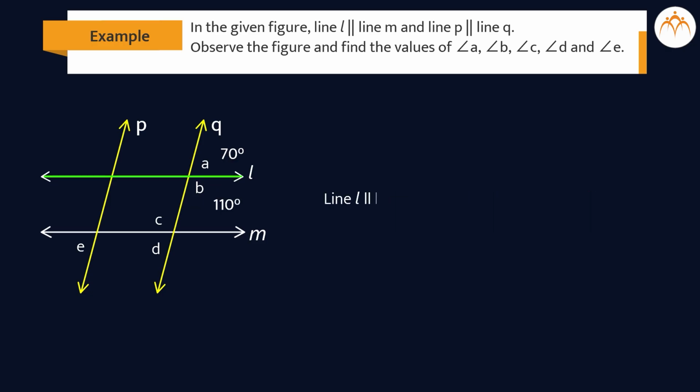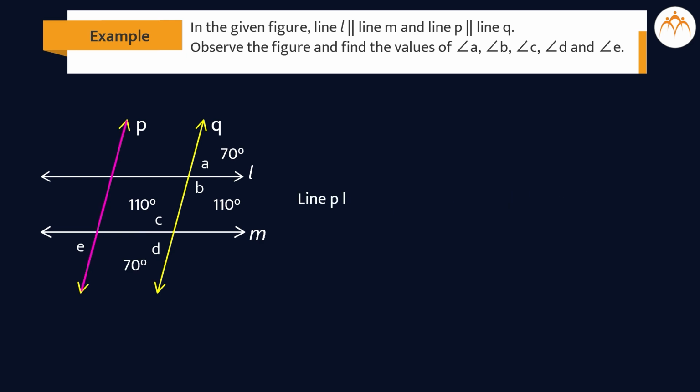Now line L is parallel to line M. Therefore, we have angle B congruent to angle C because they form a pair of alternate angles. Therefore, angle C equal to angle B equal to 110 degree, equation 3. Angle C plus angle D equal to 180 degree because it's a linear pair of angles. Therefore, 110 degree plus measure of angle D equal to 180 degree. Therefore, measure of angle D equal to 180 degree minus 110 degree. Therefore, angle D measures 70 degree, equation 4.